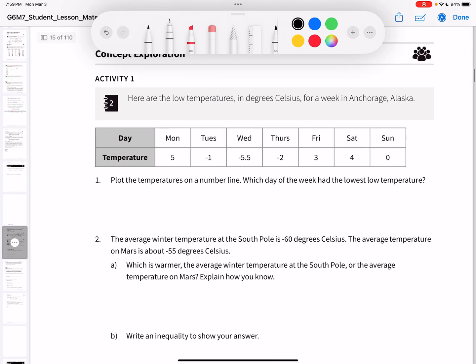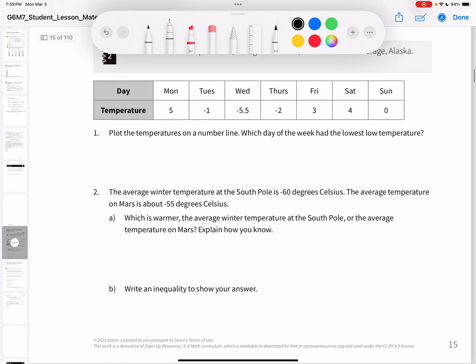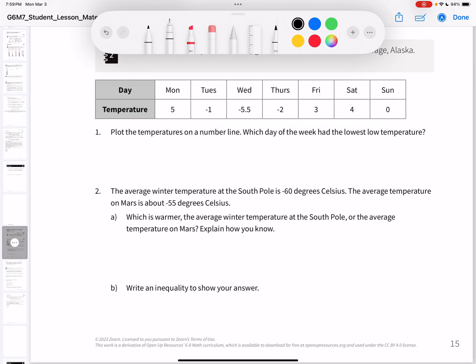All right, activity 2. Here are the low temperatures in degrees Celsius for a week in Anchorage, Alaska. It says, plot the temperatures on a number line. Which day of the week had the lowest low temperature?